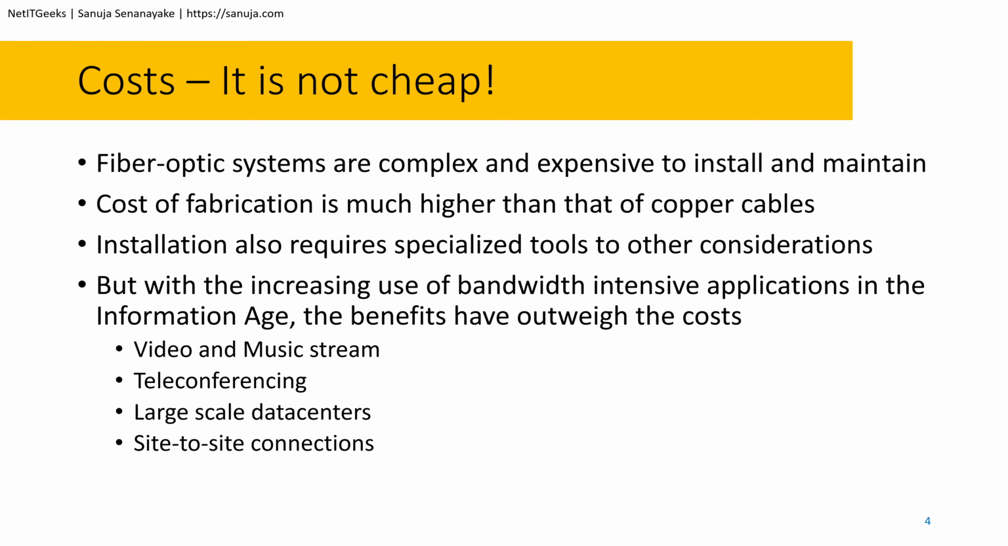Compared to a PSTN telecommunication network with copper cables, or a packet-switched network with copper cables such as Cat5 and Cat6, fiber optics systems are always complex and always going to be a little bit more expensive to install and maintain. The cost of fabrication is also much higher than that of copper cables. If you are working with a cable manufacturer, their quote for a fiber optic cable is always going to be higher than that of Cat5e copper cables.